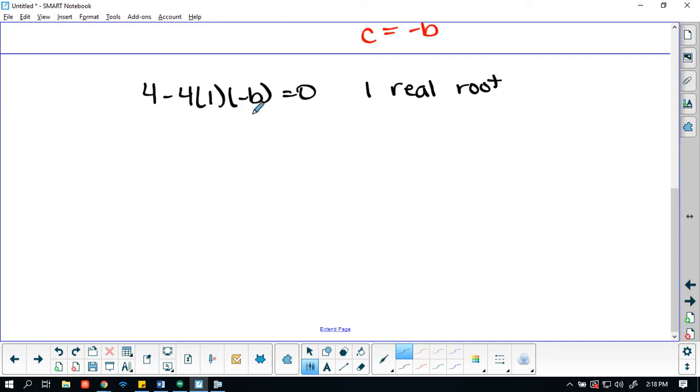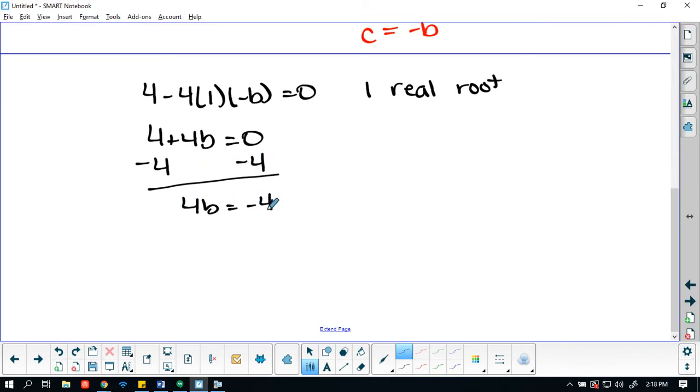Okay, so 4 times 1 is 4, times -b is -4b. Negative times negative is a positive, so this is 4 plus 4b equals 0. Subtract the 4 from both sides. We get 4b equals -4. Divide by 4, we get b equals -1. So when b is equal to -1, we have one real root.